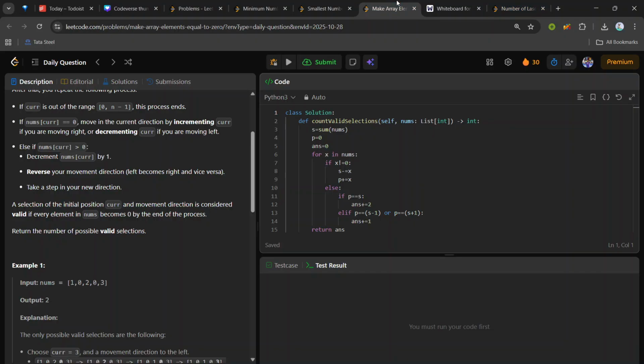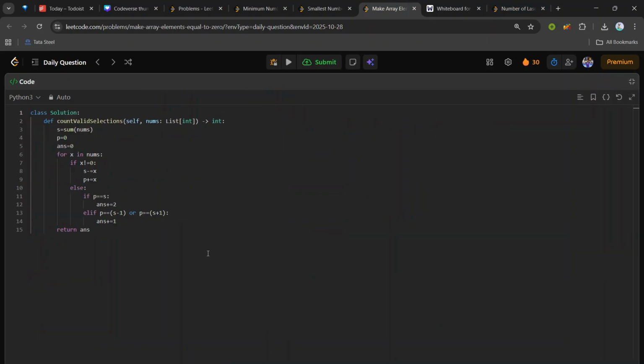So now let us see the solution for that. It is in Python. What I have taken is the sum of the whole array nums, and this is the suffix and this is the prefix. Answer is 0. For x in nums, if x is not equal to 0, the solution is that for every 0 we need to check whether the sum on the left side is equal to the sum on the right side. So if it is not 0, then we do not need to check. We are reducing the suffix by x and adding x to the prefix.